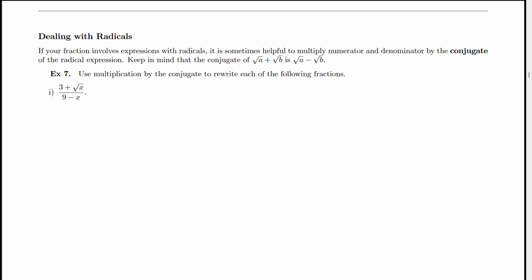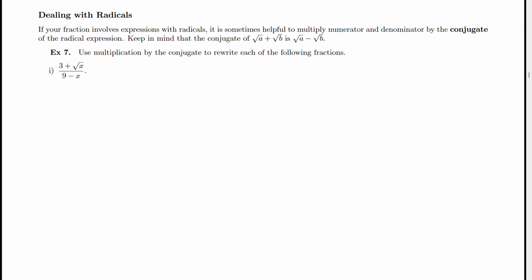Okay, the last thing we will talk about is how to deal with radicals. This will be helpful in the future when we're looking for limits. So the idea is if your fraction contains radicals, sometimes the radical's on the denominator and we don't like that. So what we will do is we will multiply by the conjugate. The conjugate of a quantity, square root of a plus square root of b, is square root of a minus square root of b. So the conjugate basically flips the sign in the middle from negative to positive, or if it was already negative, it makes it positive. If it was positive, it makes it negative.